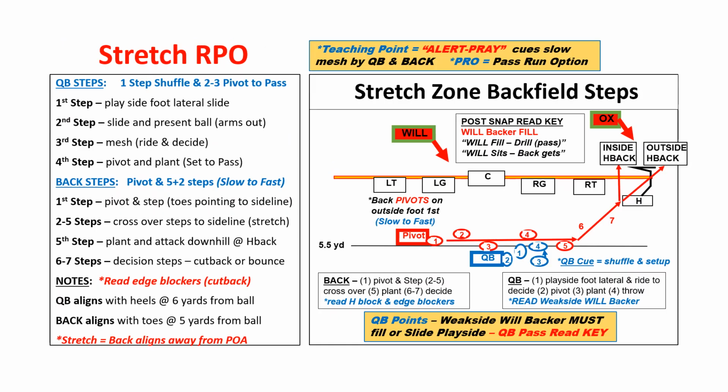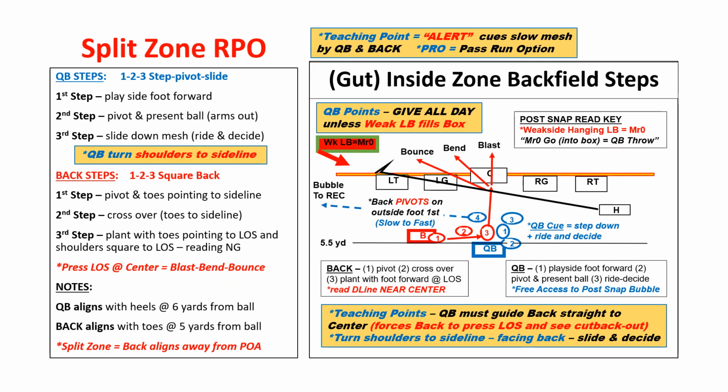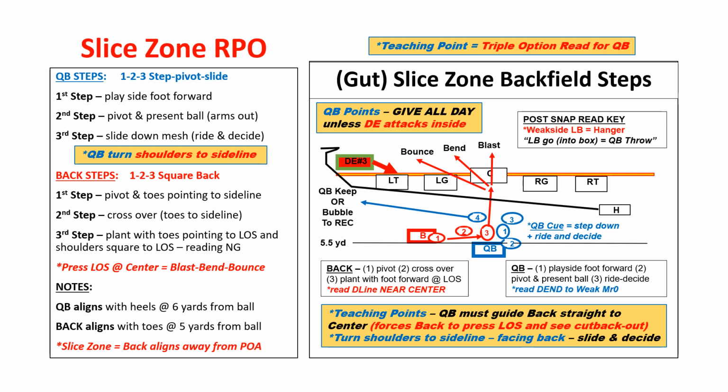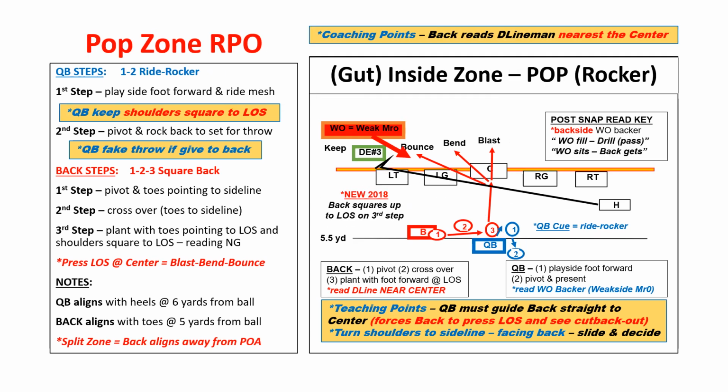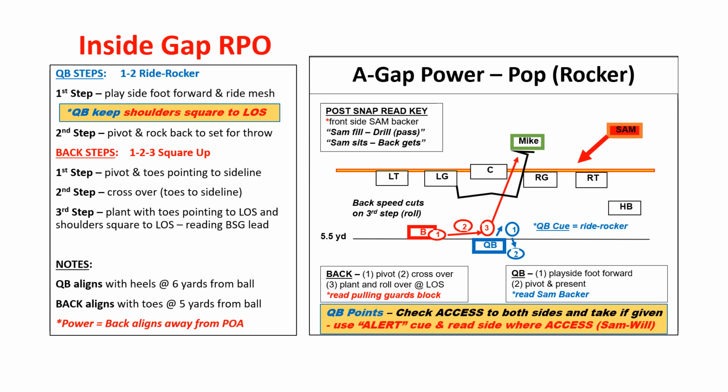Here then are some examples of us doing that play strip with the back and the quarterback working on their footwork, their mesh, and then you can be the read key as the coach. First is our stretch RPO, then our split zone. Again, the coach can be that weak linebacker read key, our slice zone, our pop zone, and then last our inside gap RPO.